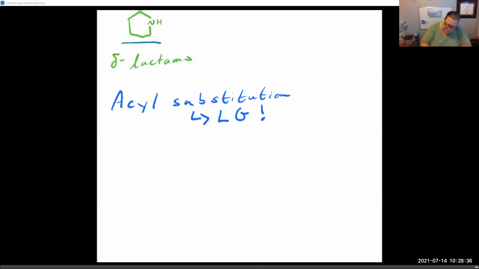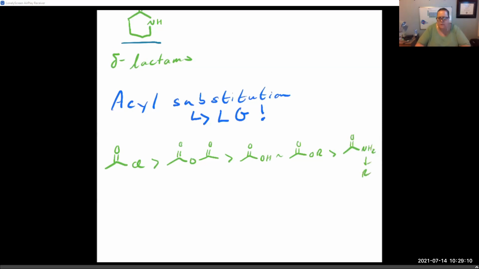In terms of their relative reactivity, in terms of acyl substitution, acid chlorides are the most reactive, followed by these so-called anhydrides, followed by acids and esters, which are about the same. So everything here is not new. It's the exact same order that we saw, and of course these could be R's as well, so it could be primary, secondary, or tertiary.